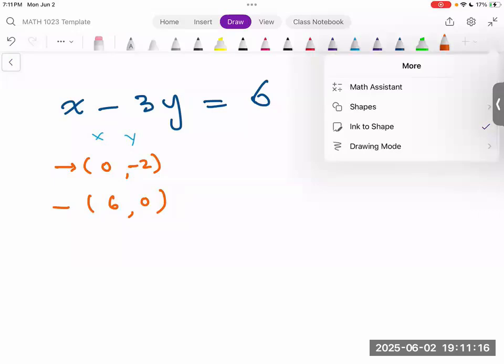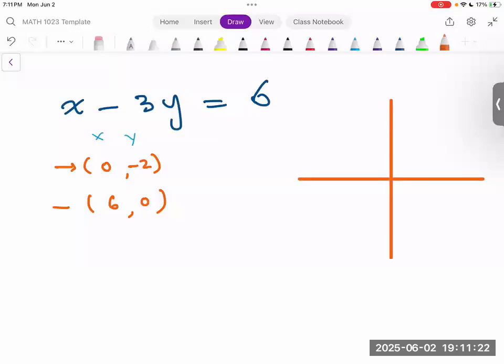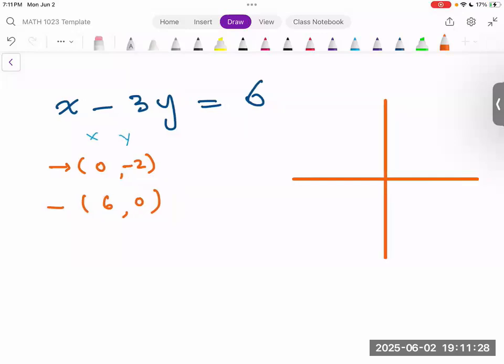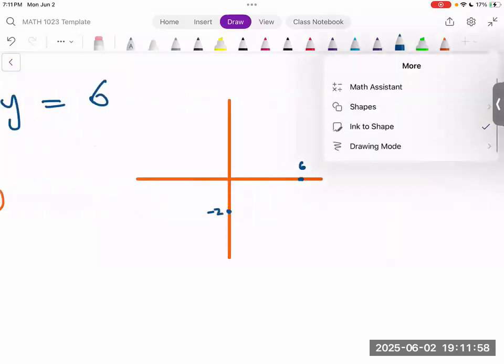Now, what I'm going to do with these 2 points is just plot them. One of them is 0, minus 2, so let's say it is over here. The other one is 6, 0, let's say over here. Those are the y-intercept and the x-intercept. And since this is an equation of a line, are you able to graph it right now? Obviously. If you connect these 2 points, you're all set.